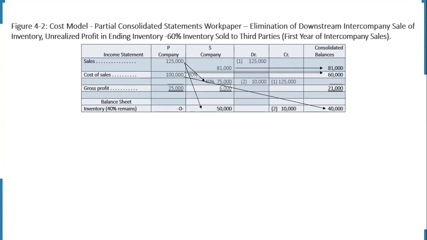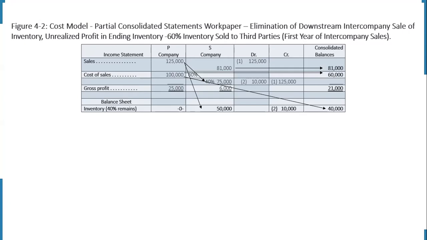And in the balance sheet, the inventory remains at 50,000. That's 40% of 125,000. So we have the inventory remaining balance equal to 40%. So it's 50,000. Now we go to the elimination entries, debit and credit entries.